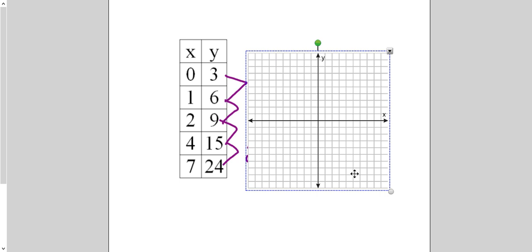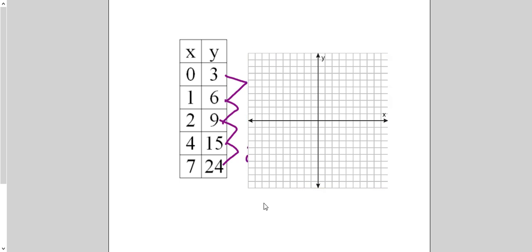Okay, so let's say I need to get all the way up to 24. On my x's, I can go up by 1, but on my y values, I'm going to go up by 3s. So that's 3, 6, 9, 12, 15, 18, 21, 24. Okay, so let's go up by 3. So 0, 3 would be this first one here. And then 1, 6 would be right there, and 2, 9 is right here.